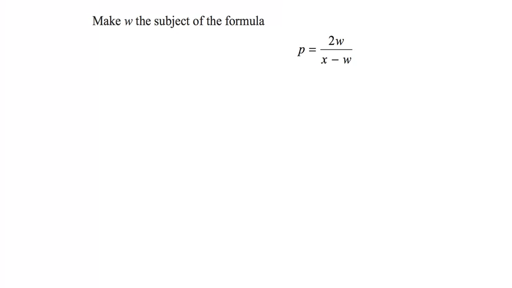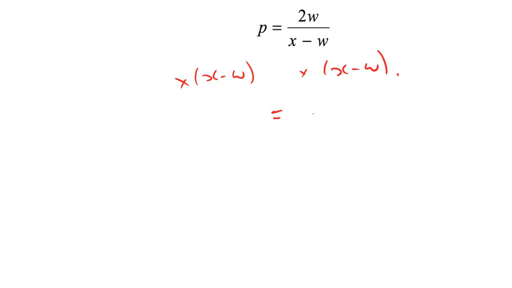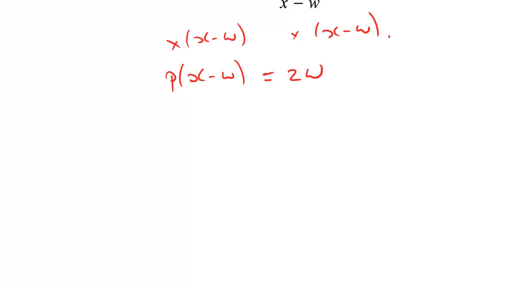Okay. So step one, we can't do anything until we've got rid of this fraction. We can't do any factorizing, so we'll have to undo the divide by x minus w. So we're going to do that by multiplying both sides by x minus w. On the right-hand side, that's easy enough. It'll just clear out the division. On the left-hand side, we'll have p multiplying by x minus w. Now, because we need to, in a minute, move that w over to the right, we are going to expand the bracket. So this is going to mean px minus pw equals 2w.